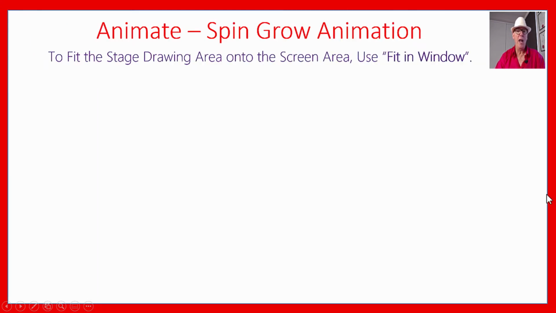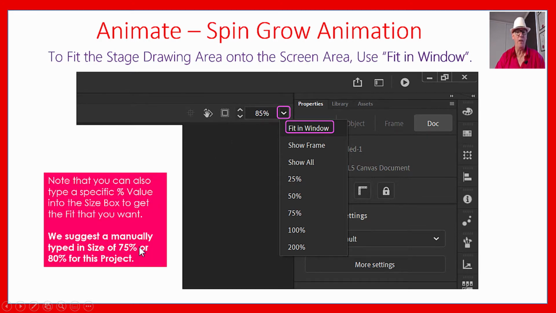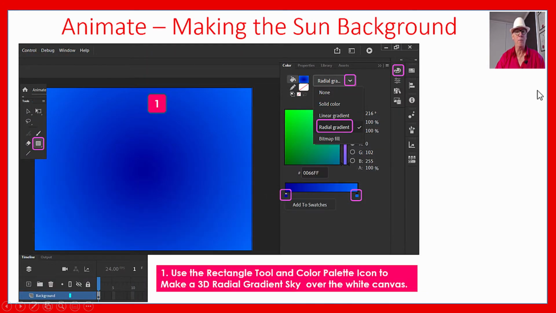All right, and with the stage, to fit that white drawing page, our work page or the stage, into the screen, you can do fit in window, or you can type values into this box. We found that like 75% or 80% typed into that box seemed to work well for this particular 800 by 600 project. So we're going to make a background that's not just a flat blue, it's going to be a radial gradient, starting off with a darker blue in the middle, and it radiates out to a lighter blue. That just makes it a little bit more 3D and interesting.